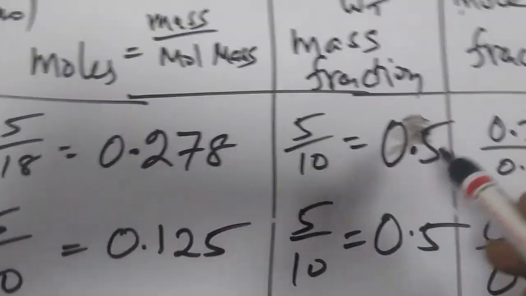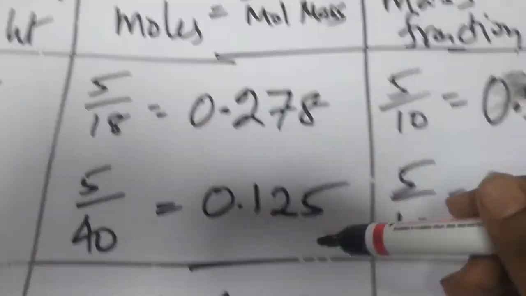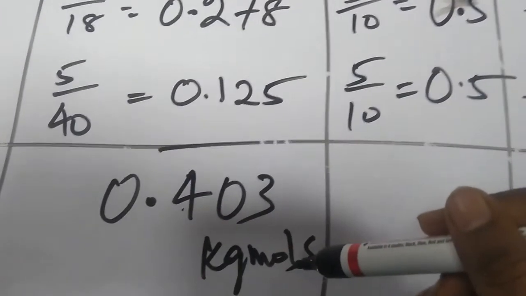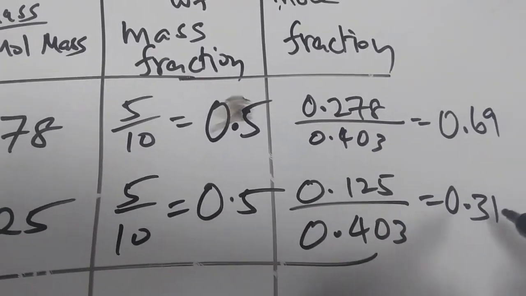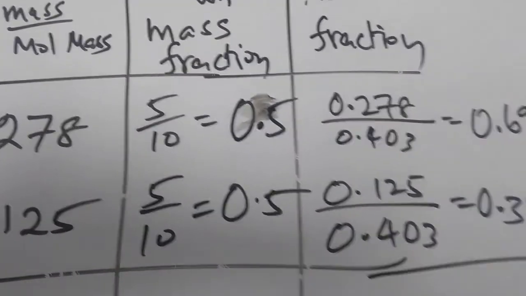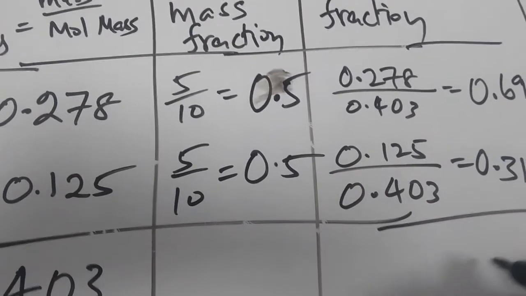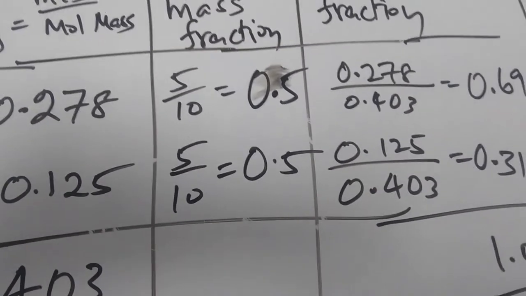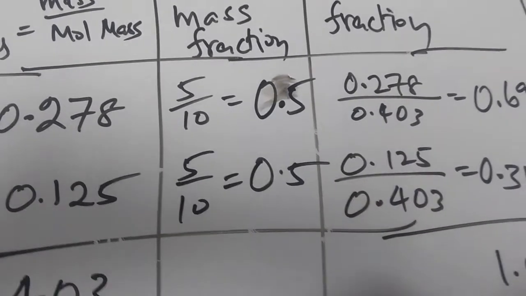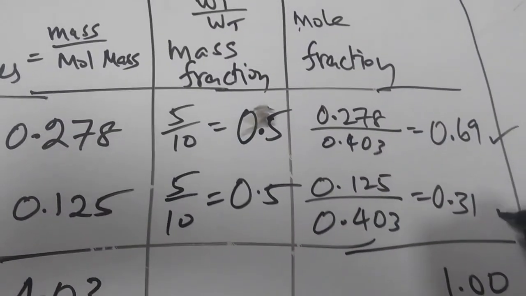Okay, so then we want to determine the mole fraction. That is individual moles divided by total moles. So we get 0.69 and 0.31. Make summation, we should get it. Sum of mole fraction should be equal to 1, right? So that is the total mole fraction. Summation of mole fraction should be equal to 1. So that means we have done correctly.